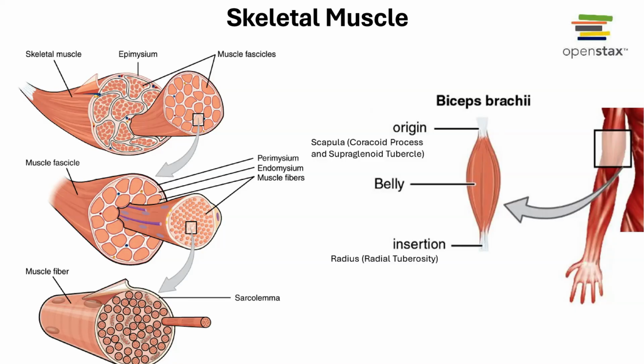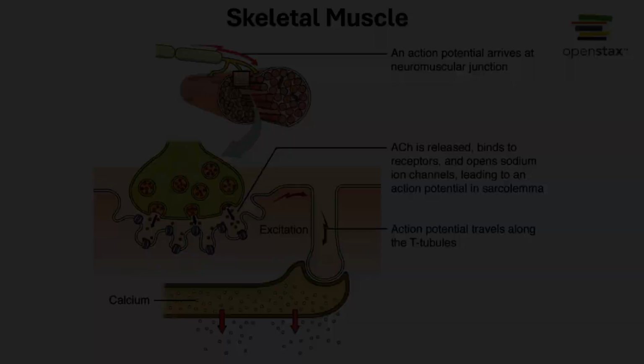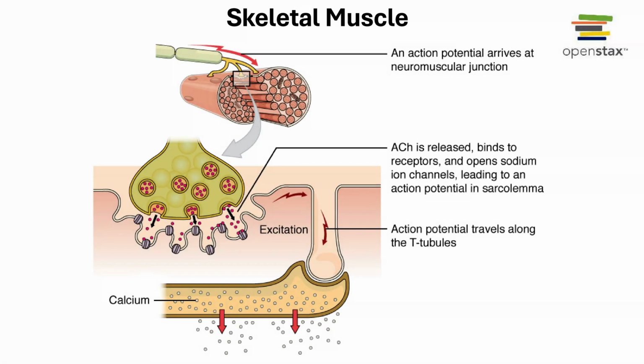Muscles attach to bones via tendons, and contraction produces movement. The origin is the fixed attachment point, while the insertion is the point that moves during contraction. Skeletal muscle contraction is voluntary, controlled by the somatic nervous system.